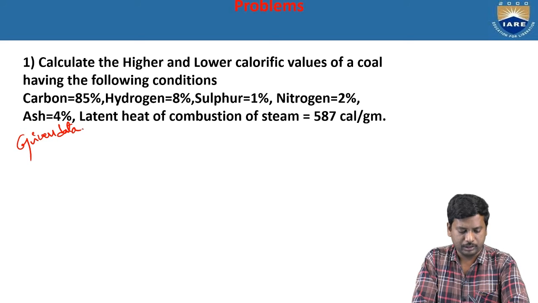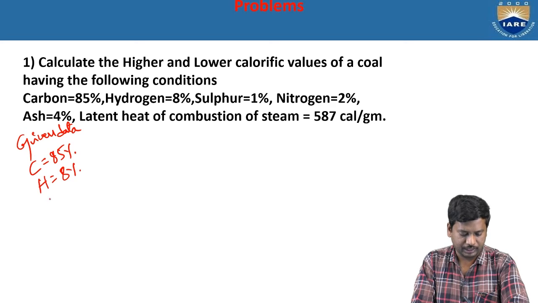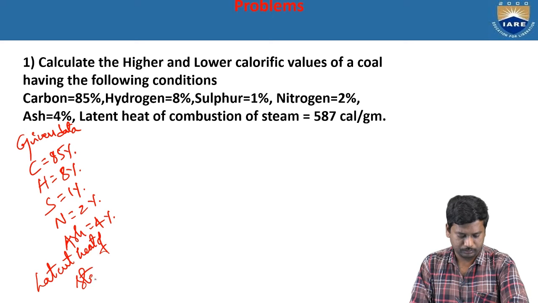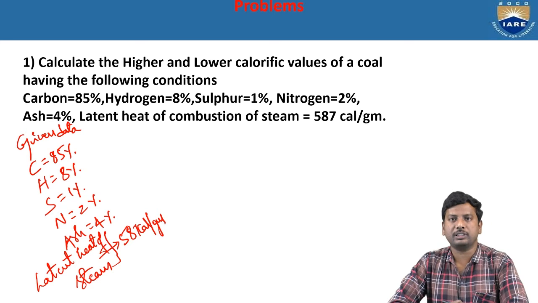Carbon is equal to 85%, hydrogen is equal to 8%, sulfur is equal to 1%, nitrogen is equal to 2%, ash is equal to 4%, and latent heat of steam should be equal to 587 calorie per gram. Okay, so this is the given data.